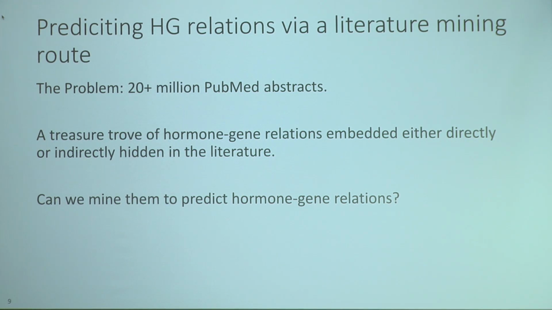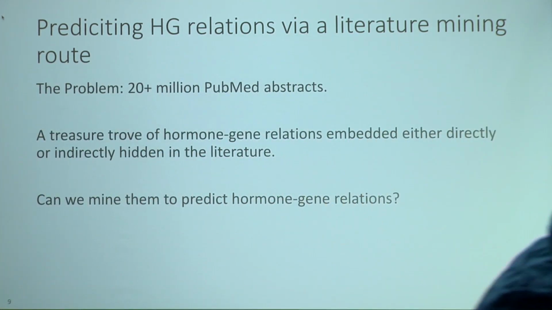But can we also extract those that are indirectly hidden? So insulin and maybe some other gene XYZ may not be directly referred to in the same sentence, but insulin is often cited along with, co-occurs with, some other set of genes, and then the XYZ gene has the same neighborhood, and the neighborhoods of the hormone and gene overlap with each other, right? So that is something that is indirectly hidden in the literature. So can we mine the literature to predict both these direct and indirect relations? Okay, so that is what we are interested in.